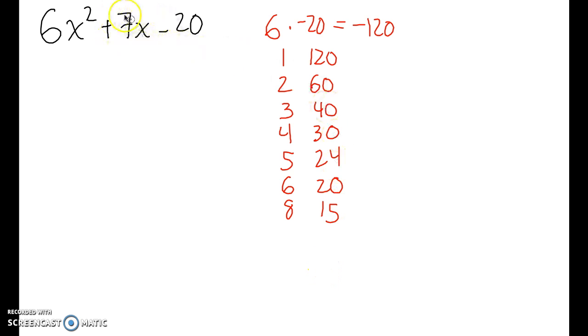Now it's at this point that I realize 15 minus 8 is 7, so I know that I'm done. Since the 7's positive, this needs to be positive, and this needs to be negative. So let's see what this looks like. Let's do the box method first for this one.